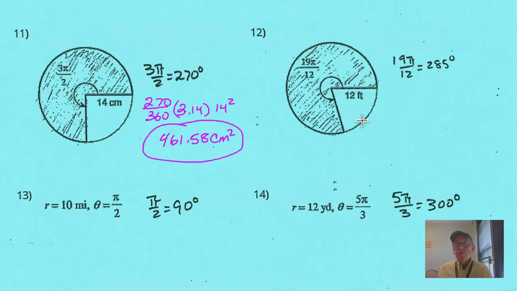19 pi over 12 is the same as 285 degrees. So we have 285 out of 360 times 3.14 times the radius squared, times 12 squared. So 285 divided by 360 times 3.14 times 144, which is 12 squared, gives us 357.96. And we're dealing with feet, so feet squared.